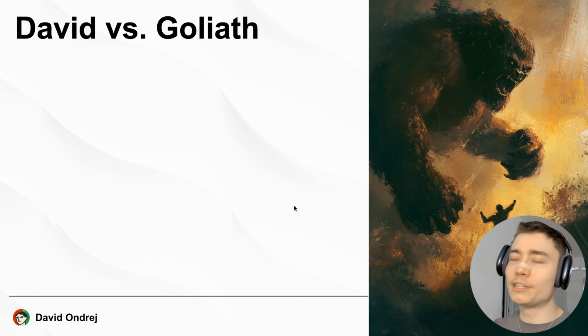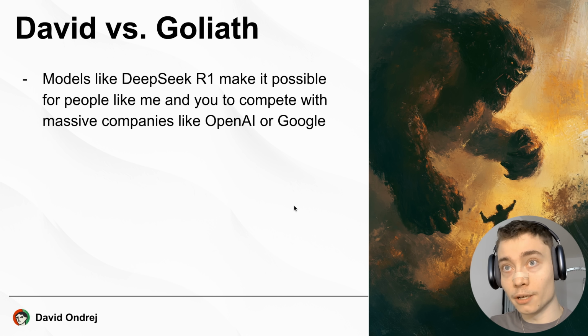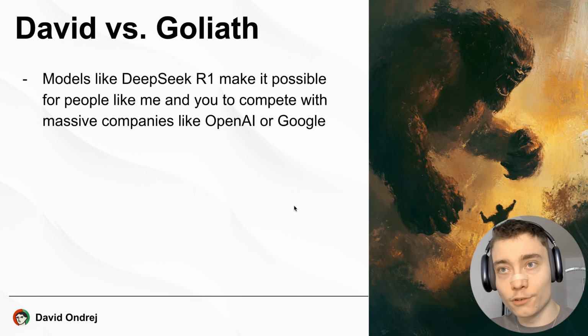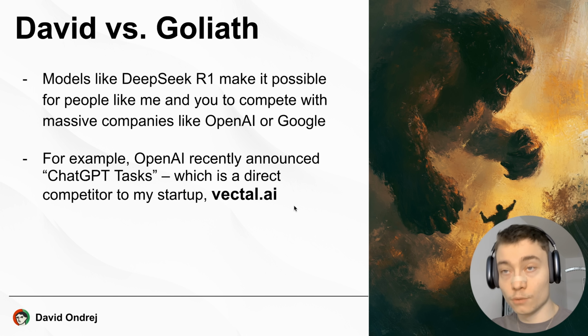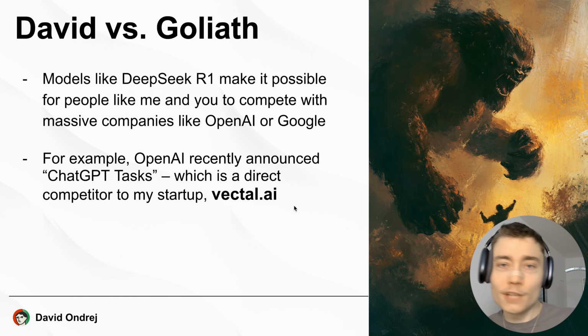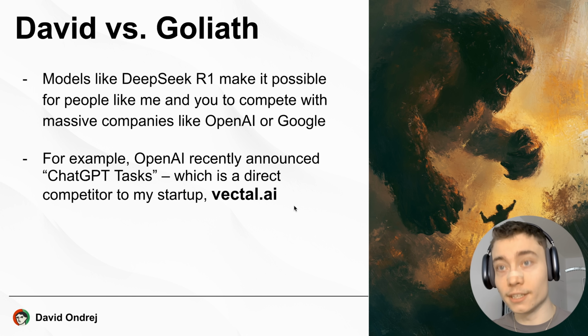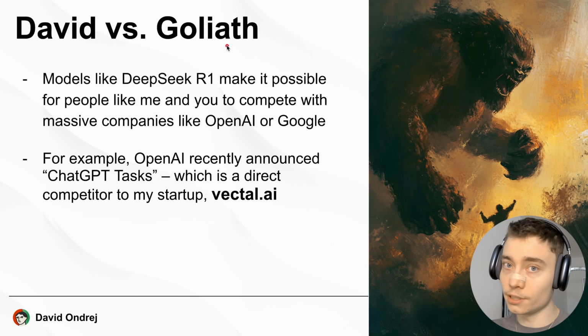Now you might be thinking, but David, how is this good for people like us? Well, models like DeepSeek R1 make it possible for people like you and me to actually compete with massive companies like OpenAI or Google. For example, OpenAI recently announced ChatGPT Tasks, which is a direct competitor to my startup, vectal.ai. And if you know anything about OpenAI and Sam Altman, they like to destroy startups, which is why I think the analogy of David versus Goliath is perfect here.